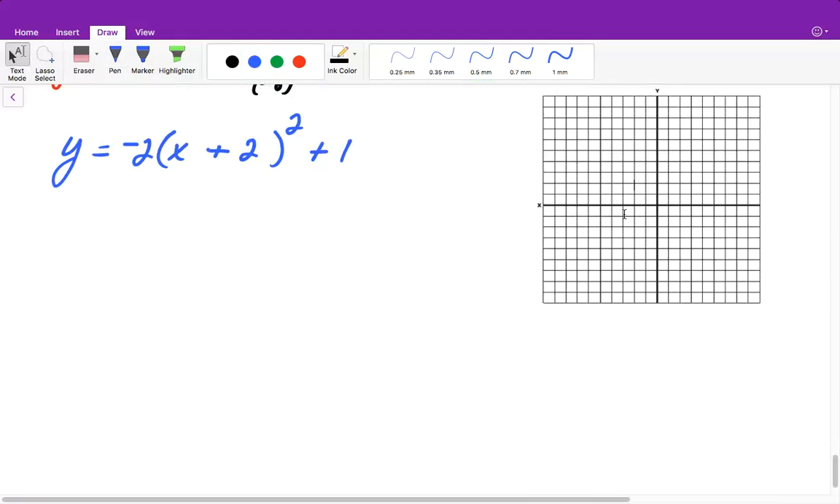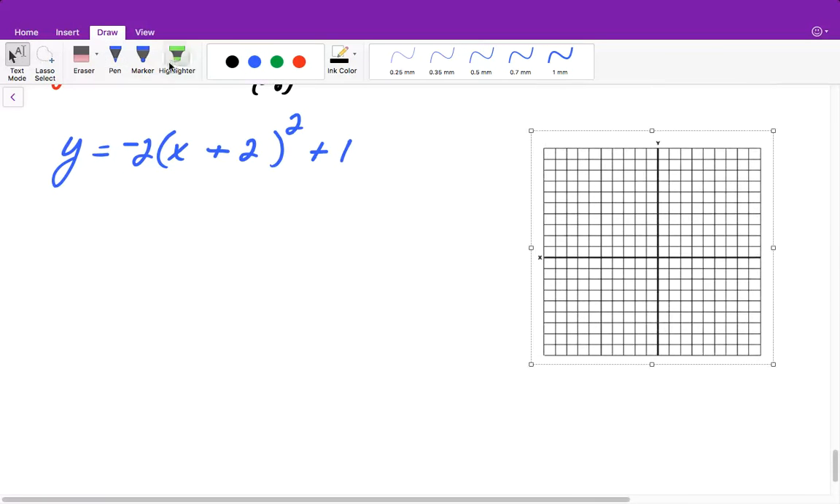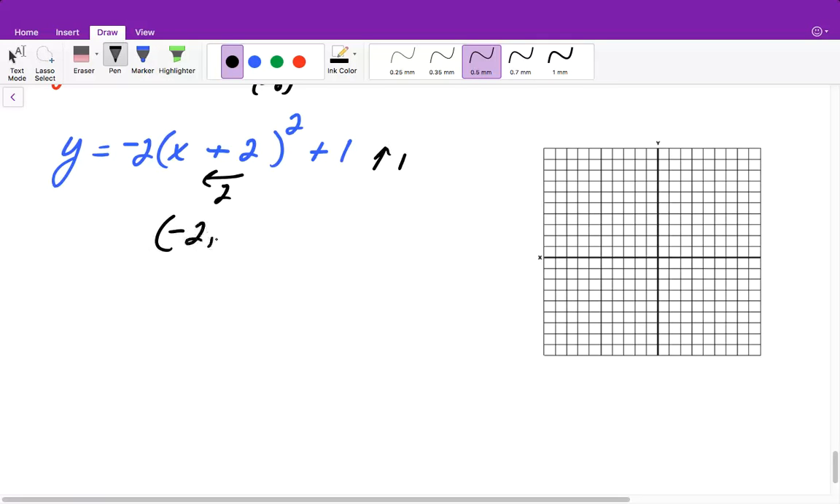All right, now we just need to graph it. After we put this in vertex form, we have to graph. So this plus 2 tells me that we are moving to the left 2, and this plus 1 tells me we're moving up 1. So my vertex is negative 2, 1. I create my table, and I put my vertex in the middle.